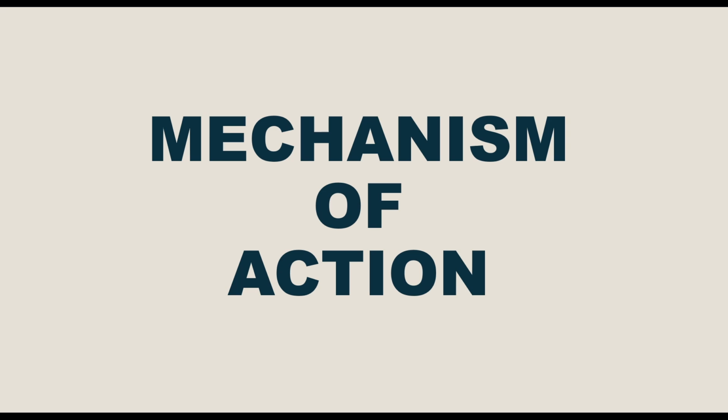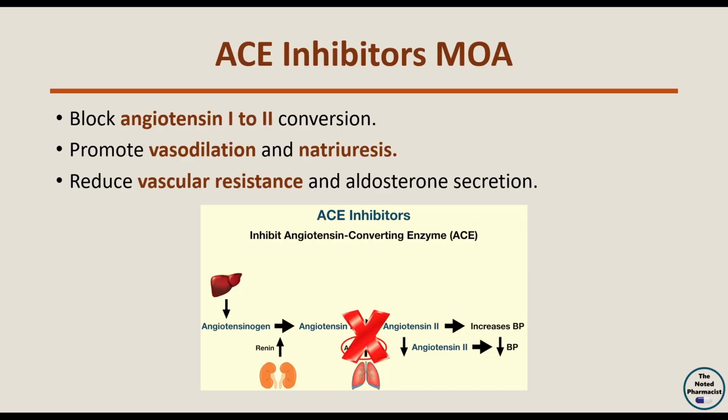Mechanisms of action. Let's briefly explore the mechanisms of action for the various antihypertensive drug classes previously outlined. Angiotensin-converting enzyme (ACE) inhibitors lower blood pressure by inhibiting the conversion of angiotensin I to angiotensin II, a potent vasoconstrictor. This reduction in angiotensin II levels leads to decreased systemic vascular resistance and aldosterone secretion, thereby promoting vasodilation and natriuresis.